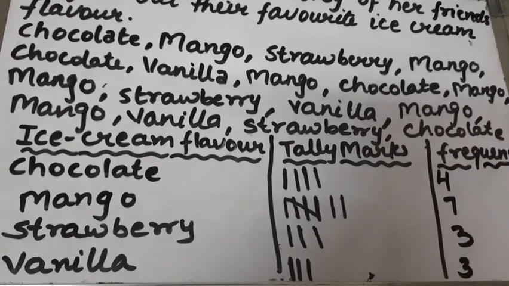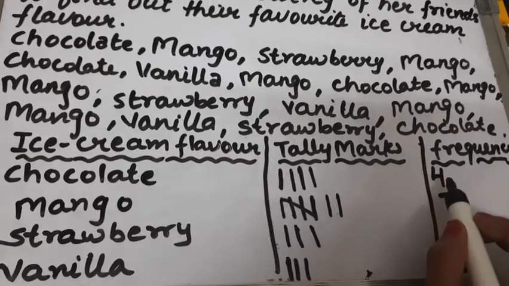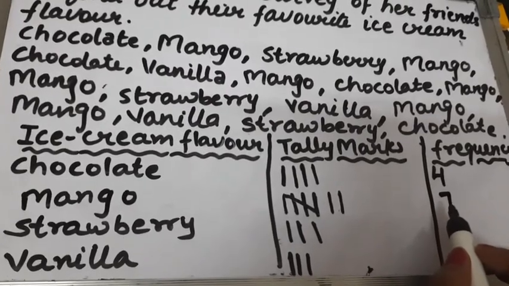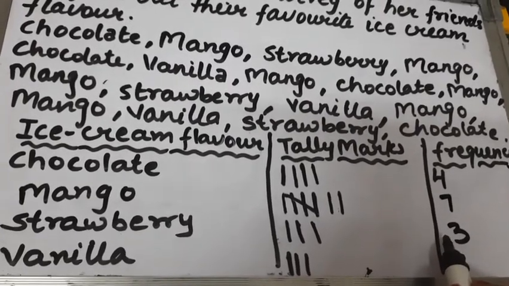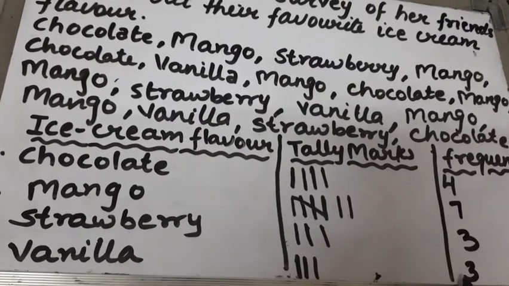From this tally chart we can conclude that 4 of our friends like chocolate flavor, 7 friends like mango flavor, 3 friends like strawberry flavor, and 3 friends like vanilla flavor.